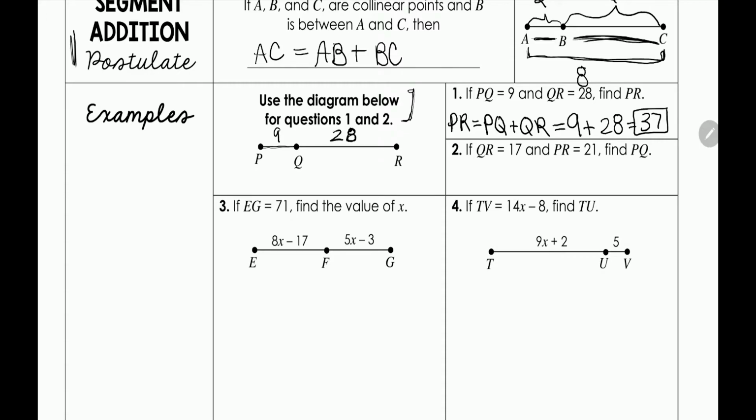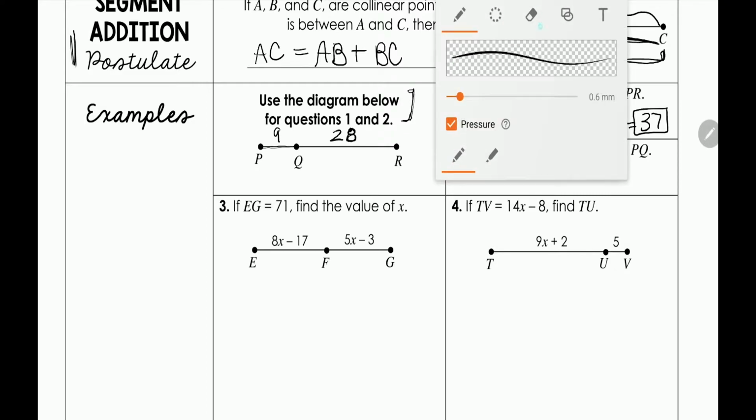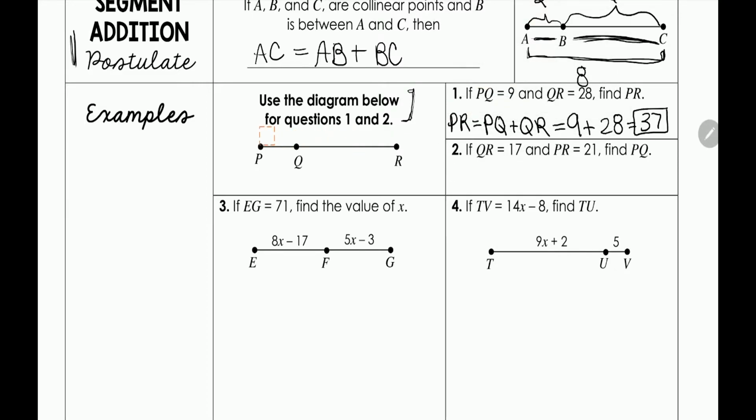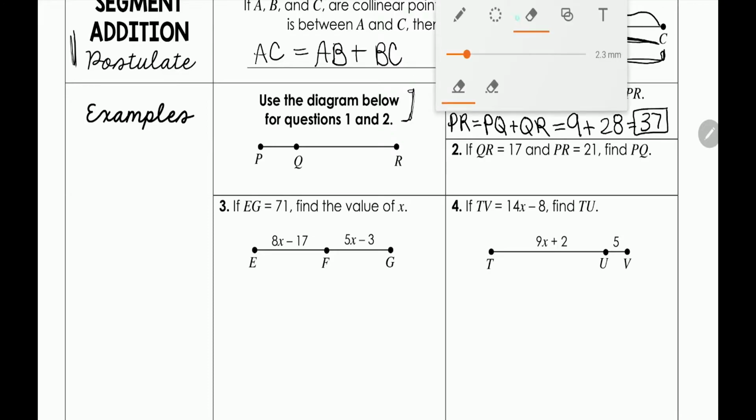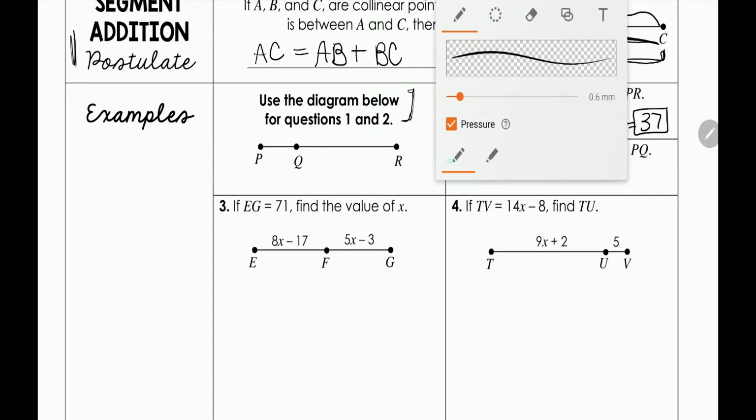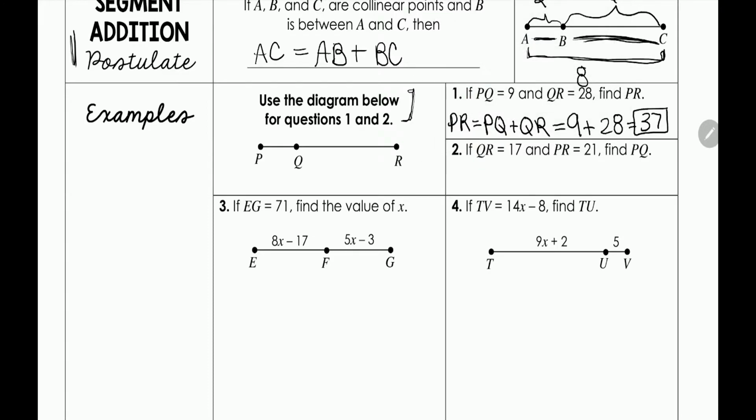So now I'll go ahead and erase what we've got over here. If we look at number 2, we can see that it tells us that QR is 17. So from Q to R is going to be 17. And then it tells us that PR is 21. So I'll go ahead and highlight the entire line is 21. So we're going to find PQ.